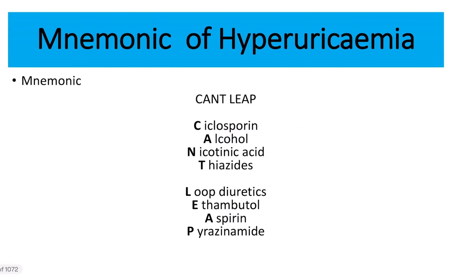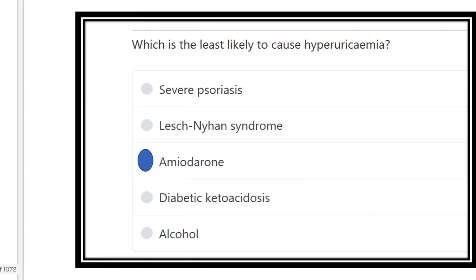And one of the important mnemonics for hyperuricemia is CAN'T LEAP. C for cyclosporin, A for alcohol, N for nicotinic acid, T for thiazide, L for loop diuretics, E for ethambutol, A for aspirin, and P for pyrazinamide. So these are the main causes of hyperuricemia.